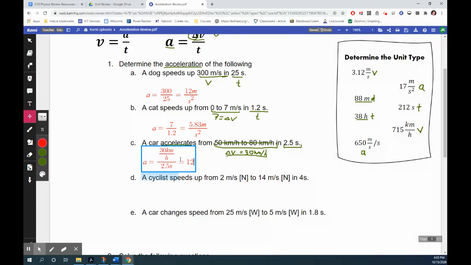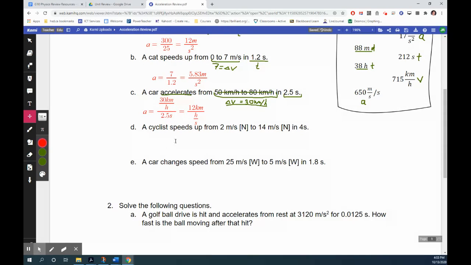What are our units here? 12 kilometers per hour per second. Wow, that's kind of a confusing equation, but that's what it is. It's 12 kilometers per hour every second. That's how much they're speeding up. After 2.5 seconds of increasing by 12, you're going to get a change of 30. You're going to move from 50 to 80. That's what's happening.